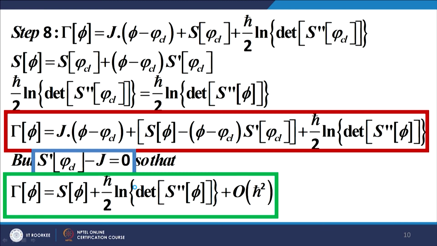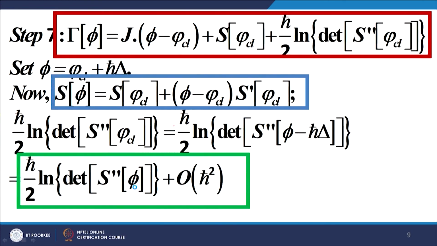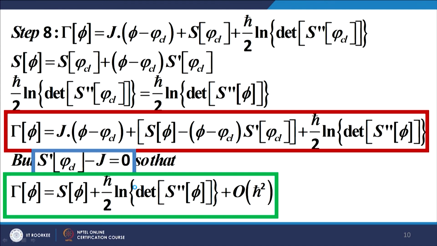The final step is here. We have this expression from the previous slide for gamma phi. This is the expression which is here in the red box. We brought it forward to the first equation here in this slide, and also we have s phi in terms of s phi classical, which can be written as the second equation on the slide. And we have also established the existence of this equality to order h bar.